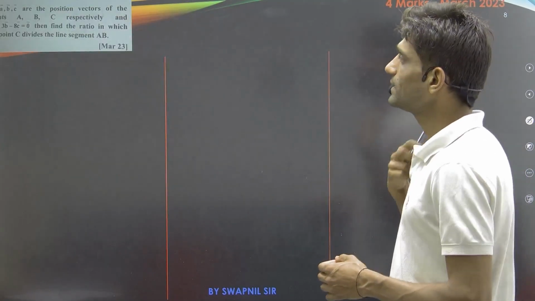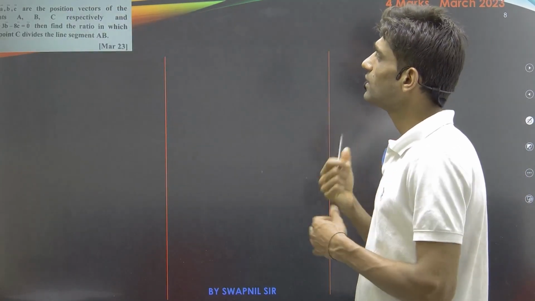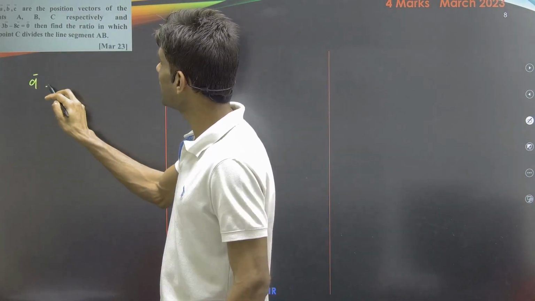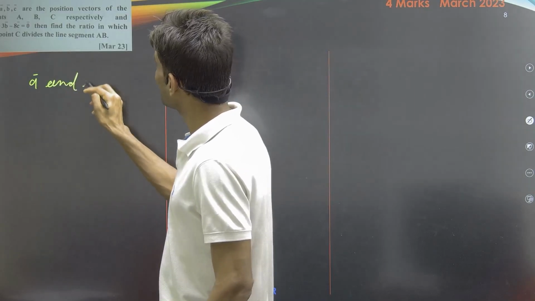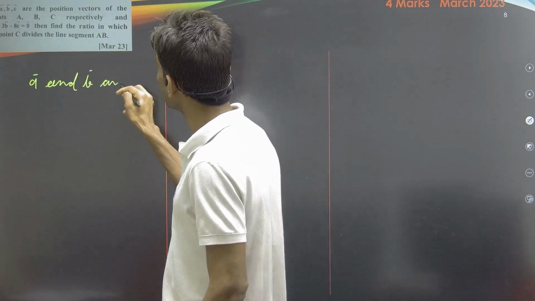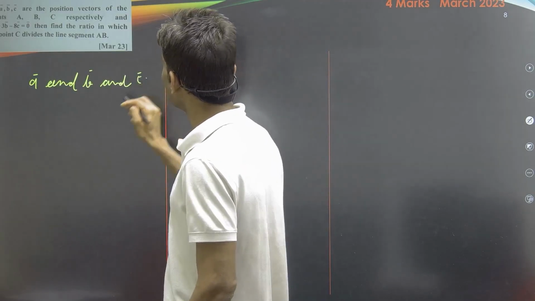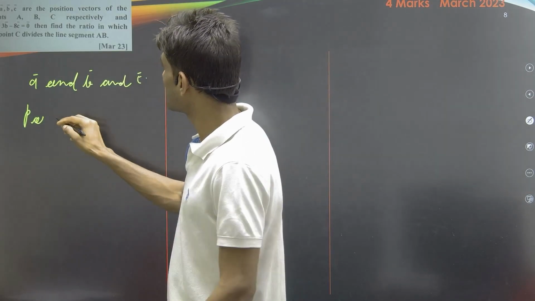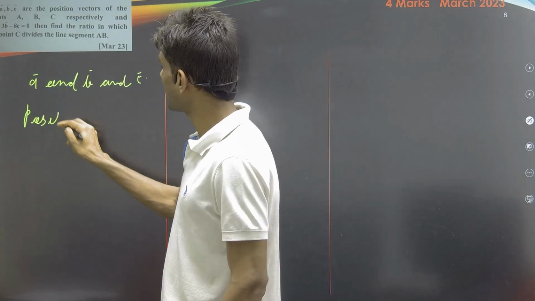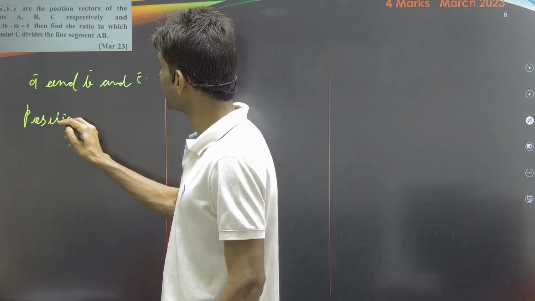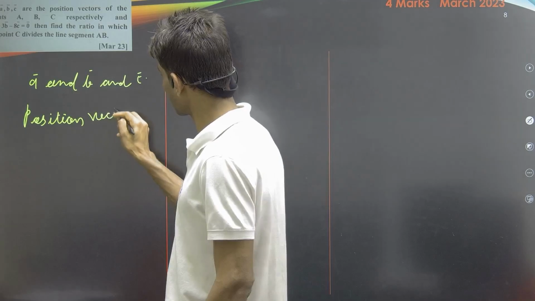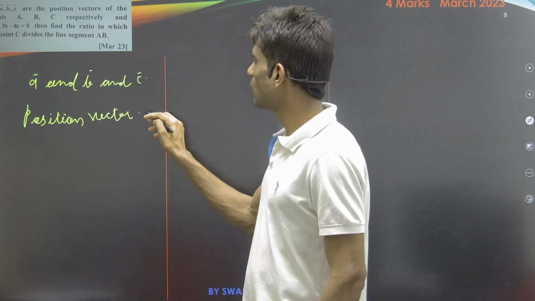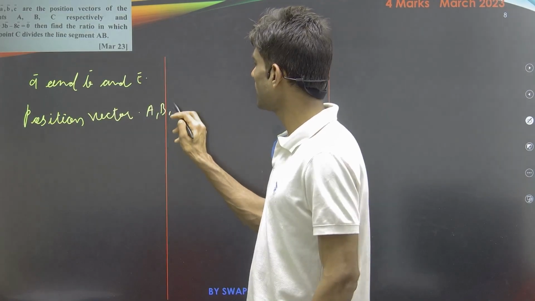In our next example, we are given 3 position vectors a bar, b bar, c bar. All are position vectors, which are given in our example, for vertices capital A, capital B, and capital C.